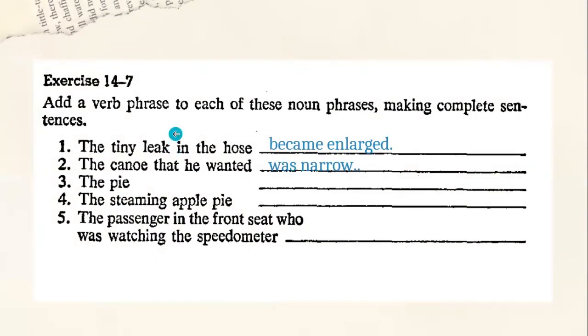In this exercise, we're given the noun phrases, and we're required to write the verb phrases for each one of these. The tiny leak in the hose, for example, became enlarged. The canoe that he wanted, for example, was narrow. By the way, you can complete them with whatever you want. You don't need to restrict yourself to the exercises at the end of the book.